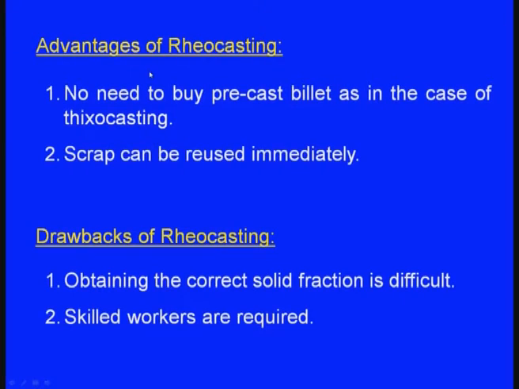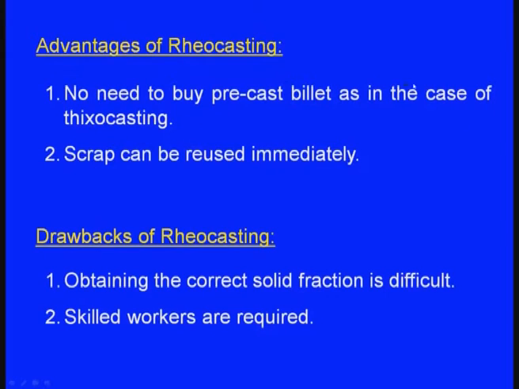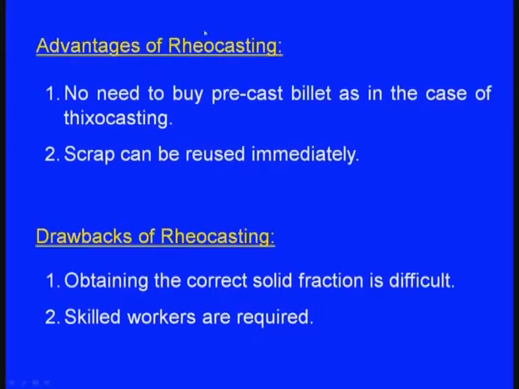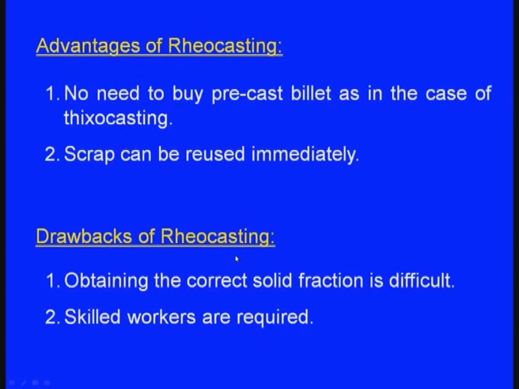Now, what are the advantages of the rheocasting process? No need to buy the precast billets as in the case of thixocasting. Because we are buying the precast billets in the thixocasting process, the process becomes expensive. Such a thing won't arise here in the case of rheocasting. Scrap can be reused immediately. If there is any scrap, again it can be kept inside the furnace and we can get the required slurry.